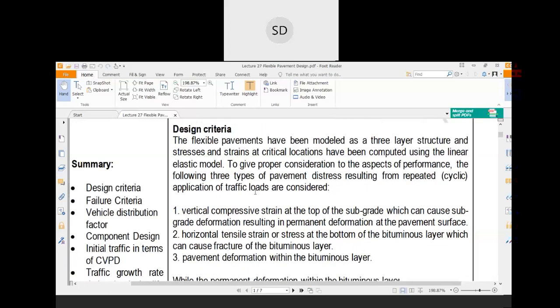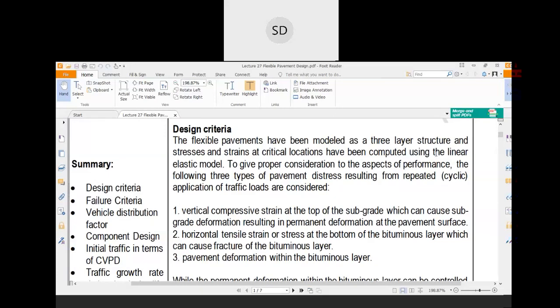Now, the flexible pavements have been modeled as three-layer structures. In our previous class, we discussed that flexible pavements are made up of different layers. Here, for the design criteria or analysis of the structure, we will consider this as a three-layer system. What are these three layers? First is your subgrade layer, that is the beneath layer, then your base or subbase layer, and then the surface layer. These three layers we will consider whenever we want to analyze the flexible design structure.